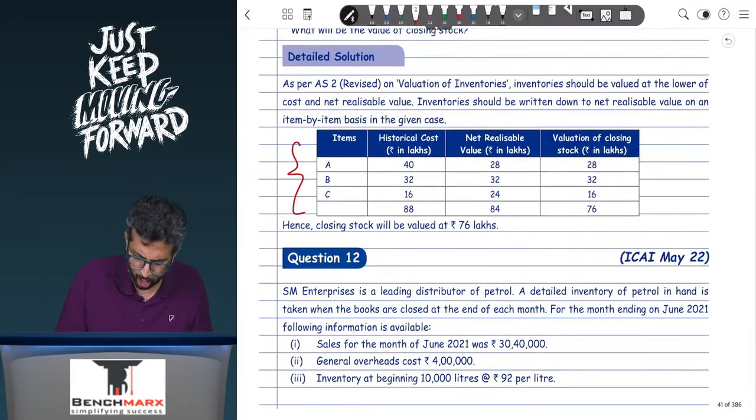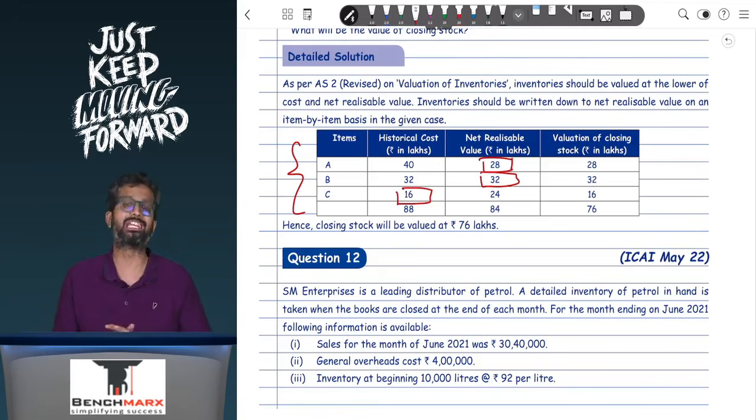Over here also a similar example is there. You have an inventory A, B and C. Cost is 40, NRV is 28. We will take 28. Cost is 32, it's indifferent. You take 32. 16 and 24, you take 16. So you will take it based on an individual basis and not on a totality basis.